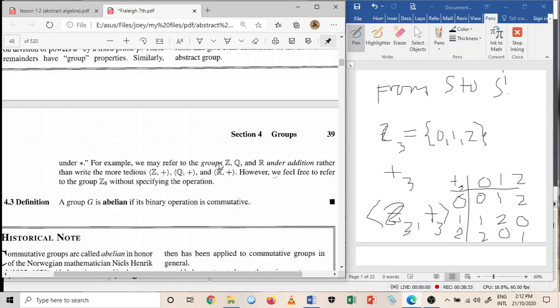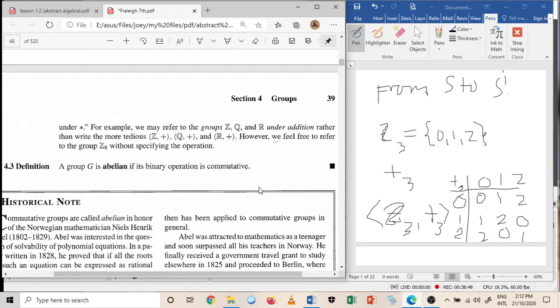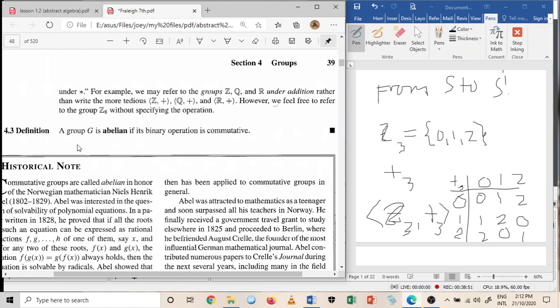So, for example, we may refer to Z, Q, R under addition to be groups. Okay, additive groups to be specific rather than writing them this way. Now, we have here the definition of an abelian group. We say that a group G is abelian if its binary operation is commutative.